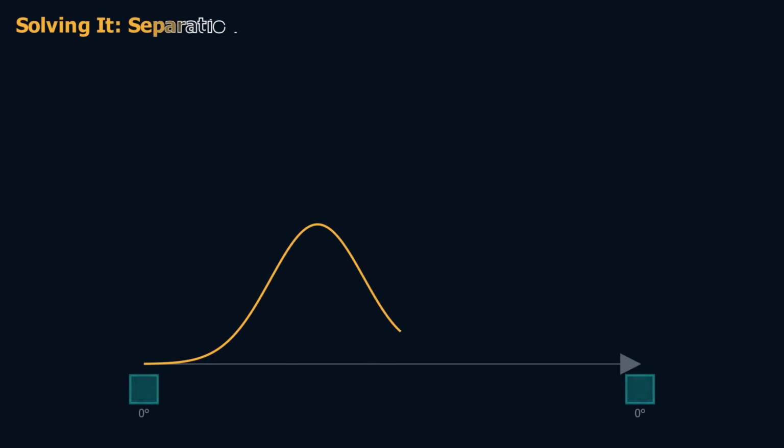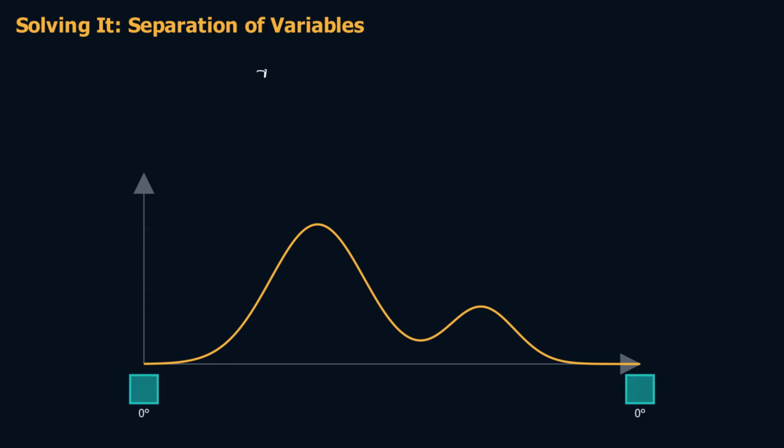So how do we actually solve one? Let's take our rod, hold both ends at 0 degrees, start with some arbitrary temperature profile, and predict its entire future. The classical strategy is called separation of variables, and it starts with what looks like a reckless guess. What if the solution is a product of 2 simpler functions? One depending only on position. One depending only on time.